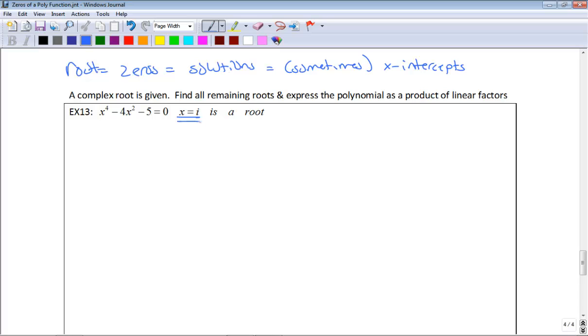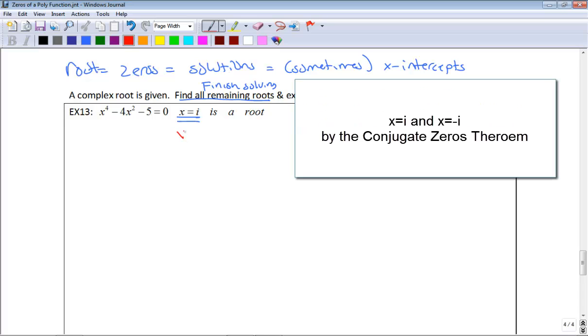Okay, so find all the remaining roots. What does that mean? Find all the remaining roots means finish solving, and express the polynomial as a product of linear factors. I already know how to do that. Well, x equals i is a root. By the conjugate zeros theorem, I know that x equals negative i is also a root.